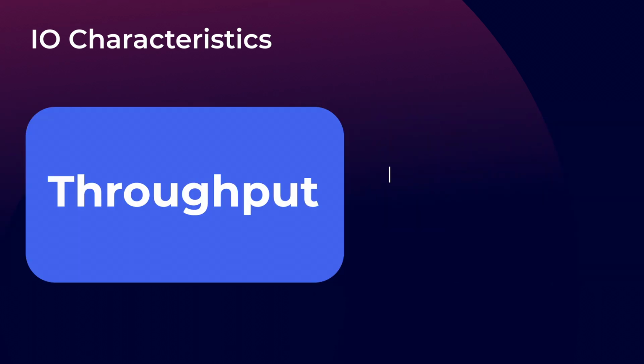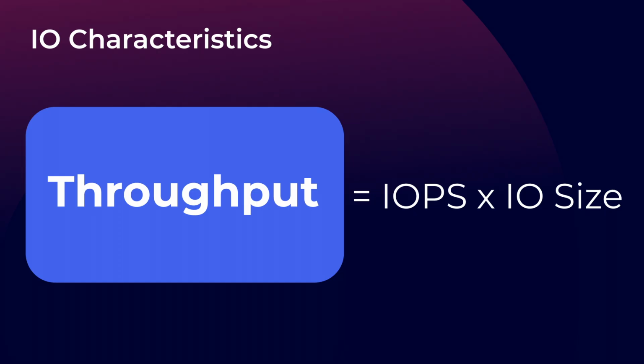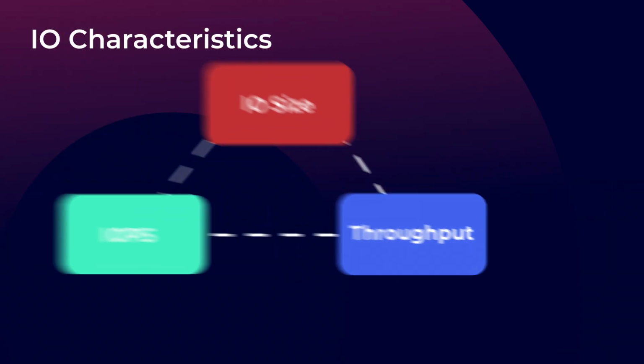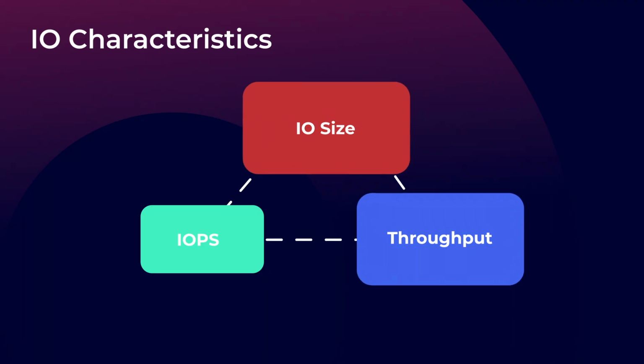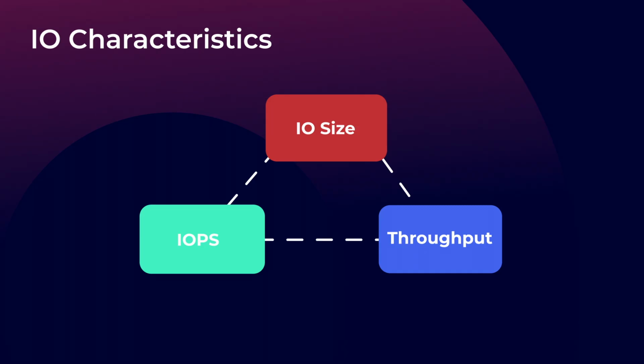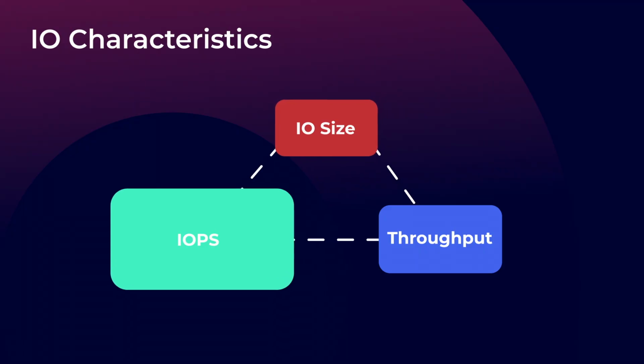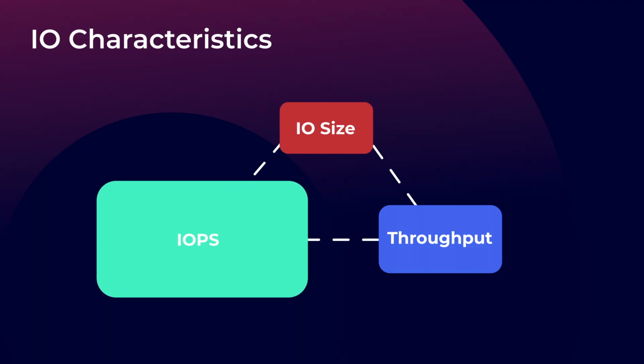Throughput is the amount of data that's transferred to and from your EBS volume, and throughput is calculated by multiplying the number of IOPS by the I/O size. Throughput has a direct relationship with the I/O size, so as your I/O size increases, the throughput will also increase. Conversely, your IOPS has an inverse relationship to the I/O size. If your I/O size decreases, your IOPS can potentially increase.